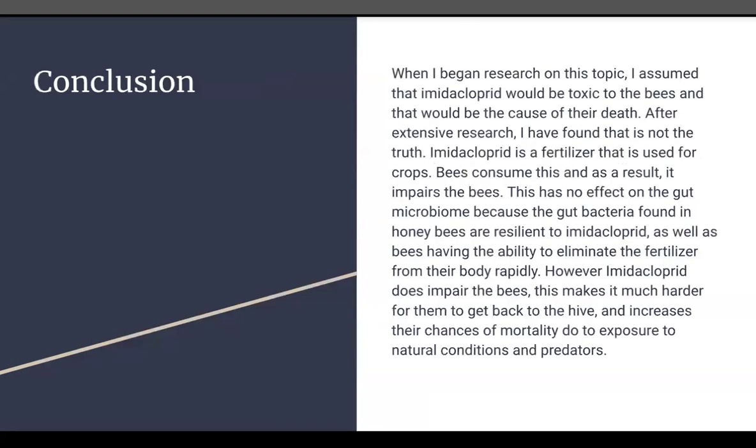So, in conclusion, when I began research on this topic, I assumed that imidacloprid would be toxic to the bees and that would be the cause of the death. And after research, I found that this is not the case. When bees consume imidacloprid, it temporarily impairs the bees. It has no effect on the gut microbiome because the gut bacteria found in honeybees are resilient to imidacloprid. And bees are also able to eliminate the fertilizer from the body rapidly. But imidacloprid does impair the bees, which makes it much harder for them to get back to the hive and increases their chance of mortality due to exposure in natural conditions and predators.